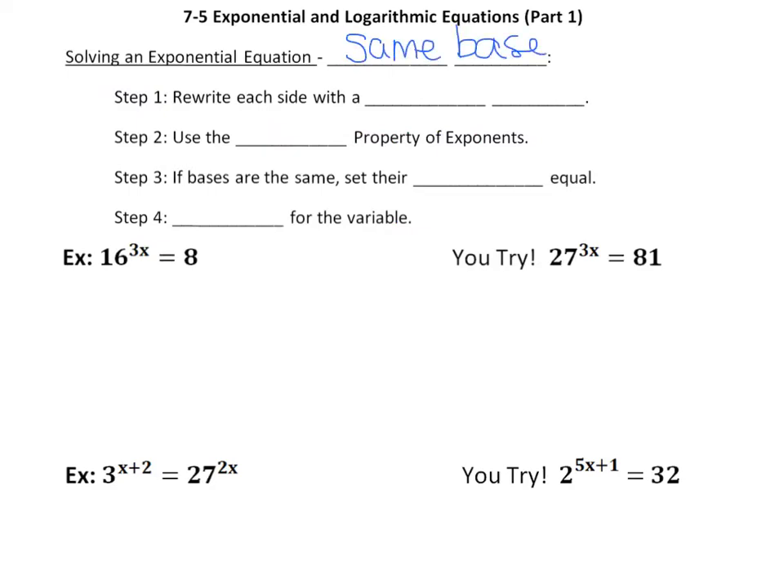So if you look in the first example here, we don't actually have the same base. We have 16 and we have 8 as our bases, but we could rewrite each of them so we do have a common base. And that's going to be our first step. So rewrite each side with a common base.